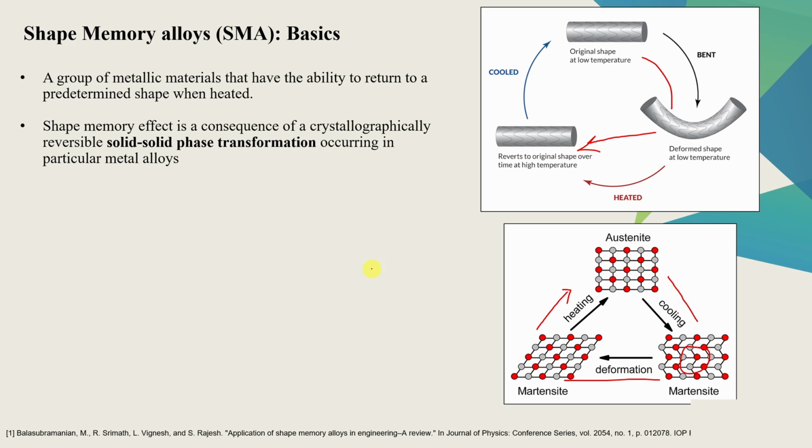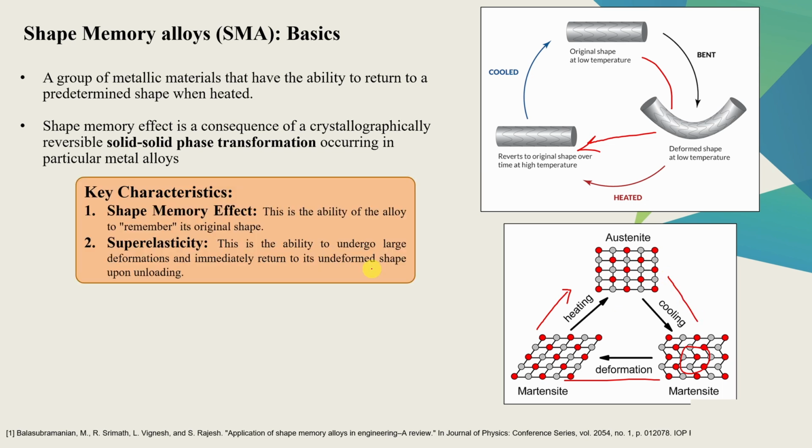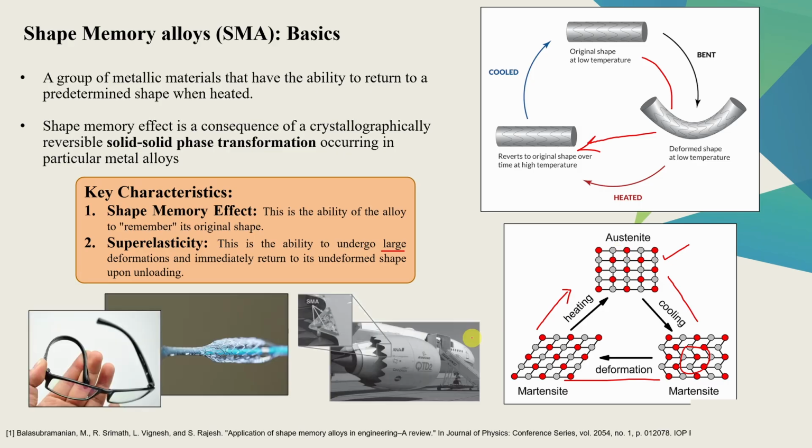Now, because of this, SMAs have two key characteristics. One is shape memory effect, which we just discussed, and another is super elasticity. In super elasticity, there is no temperature change because the working temperature itself is high, so the material is always in austenite phase. When it undergoes large deformation, because of stress, austenite converts to martensite, and when the load is removed, again martensite gets converted back to austenite, which results in the part going back to its original shape. And we discussed some applications of SMAs as well.